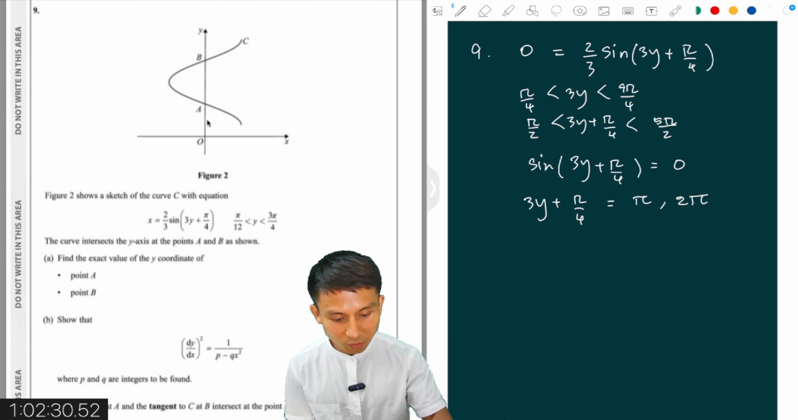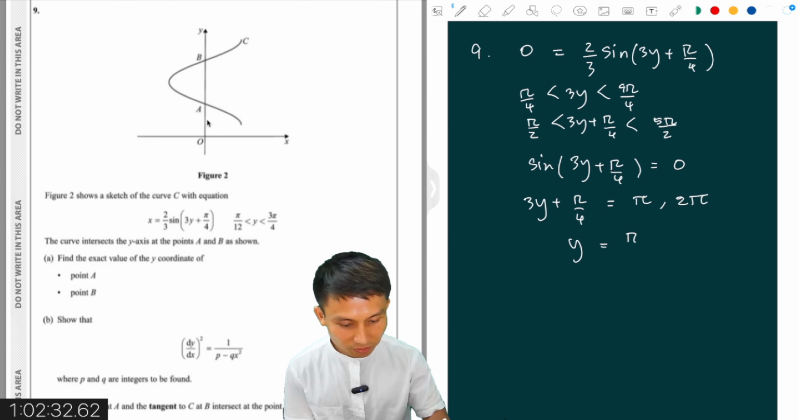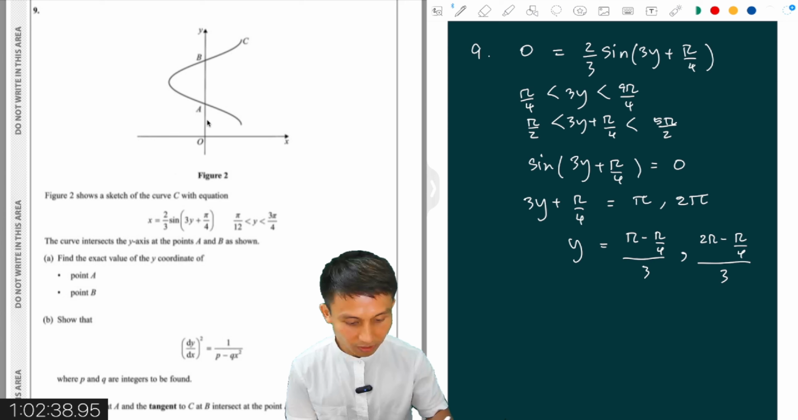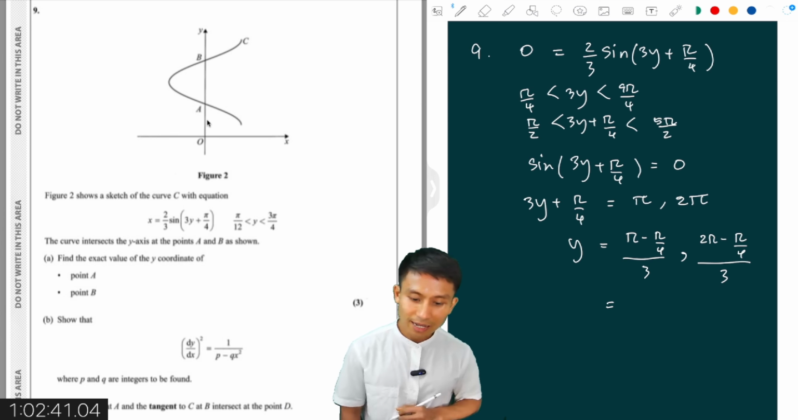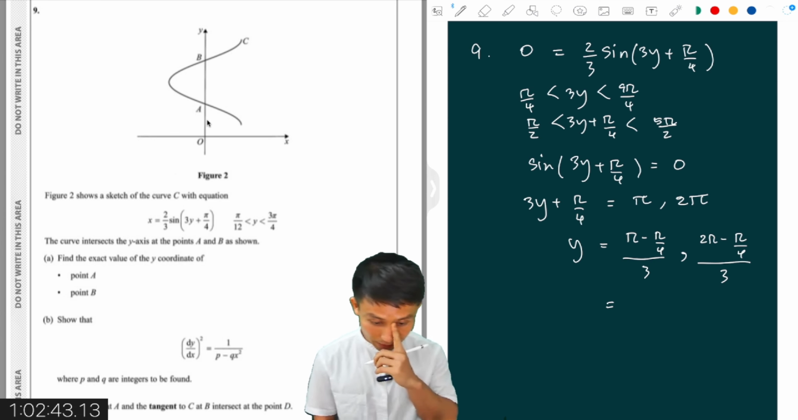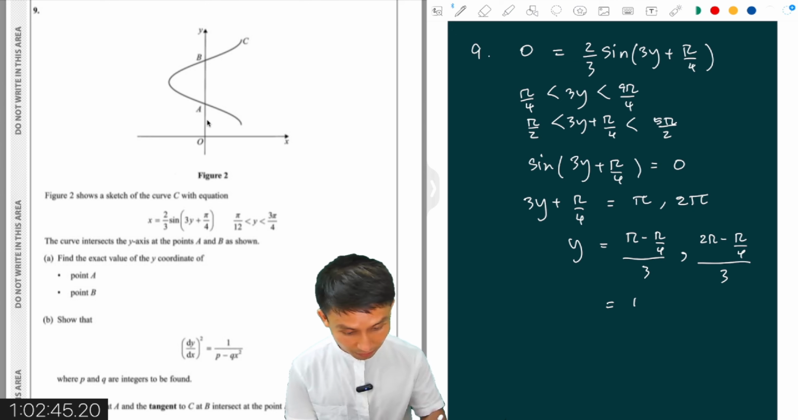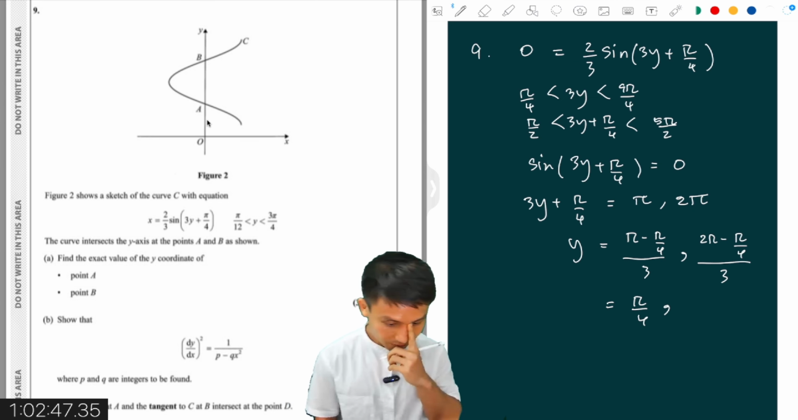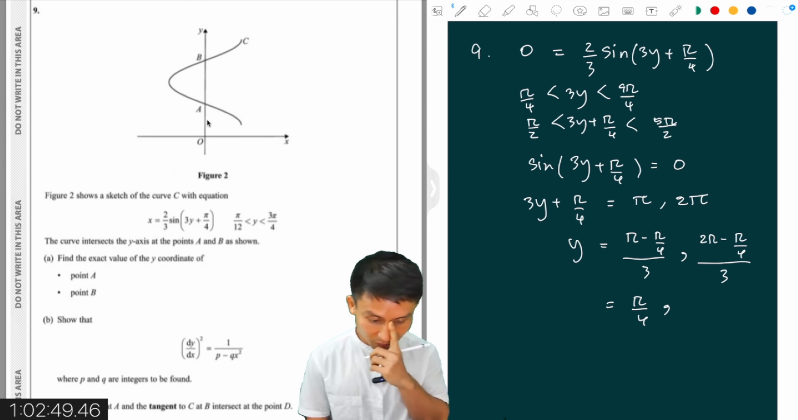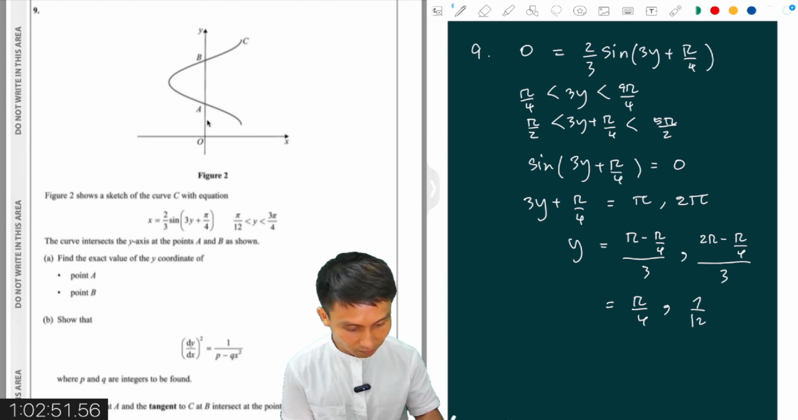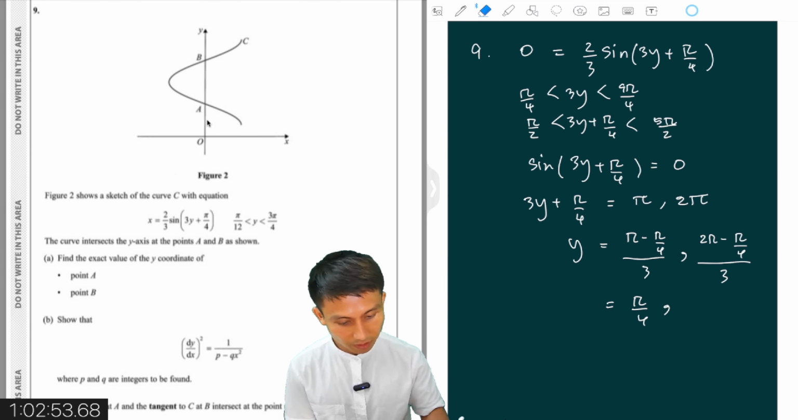So I'm just solving for y here, basically. It's just pi minus pi over 4, over 3, or 2 pi minus pi over 4, over 3. That's 4 over 4 minus pi over 4, 3 over 4, so that's pi over 4 there. And that's 8 minus 1, 7 over 4, so that's 7 over 12 pi. Okay.